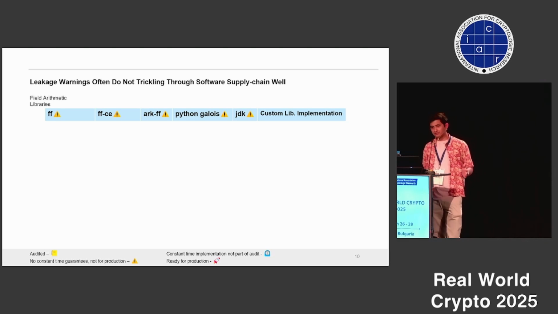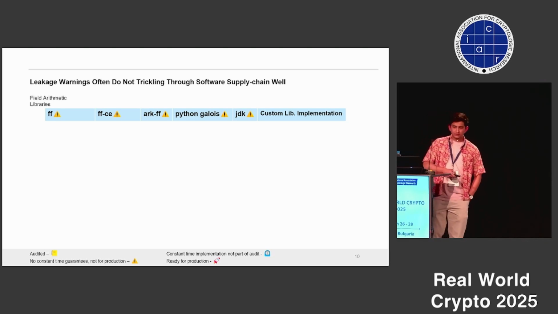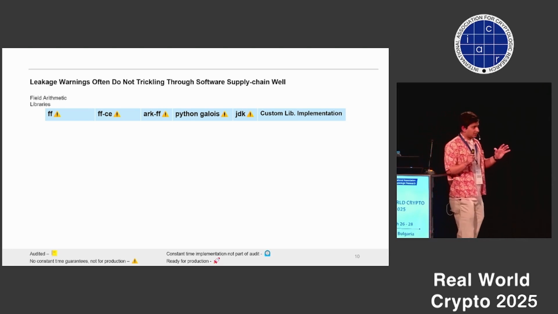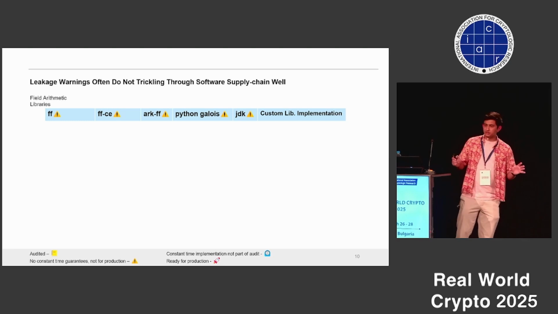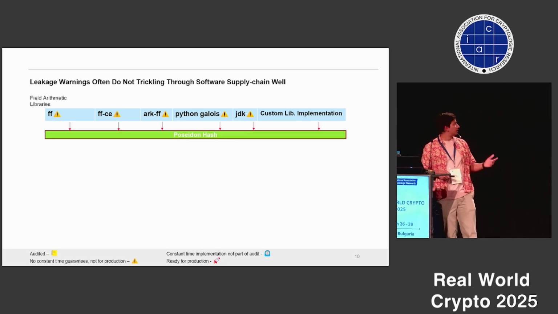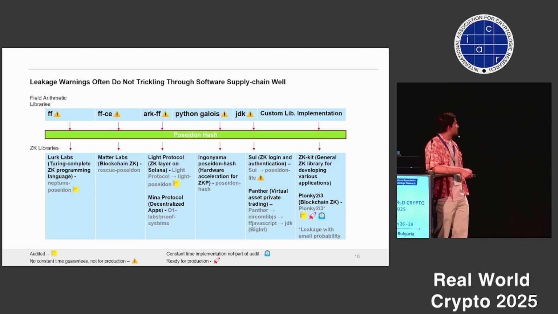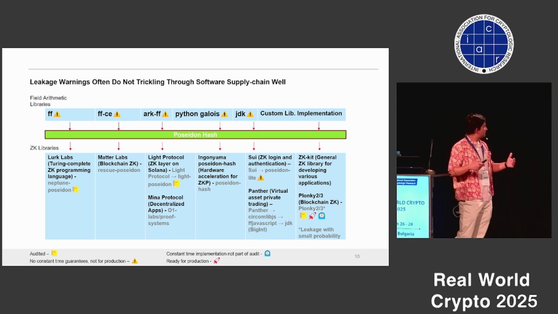Also, one of the very interesting findings of our work was that all these arithmetic libraries that we looked into, and this is not an exhaustive list, it could be many others, actually had a clear warning like, hey guys, we don't give you constant time guarantees, not to be used for production. However, when the Poseidon hash function was implemented with these field arithmetic libraries in their respective ZK libraries, to the best of our knowledge, we didn't really find these warnings trickling down so well.